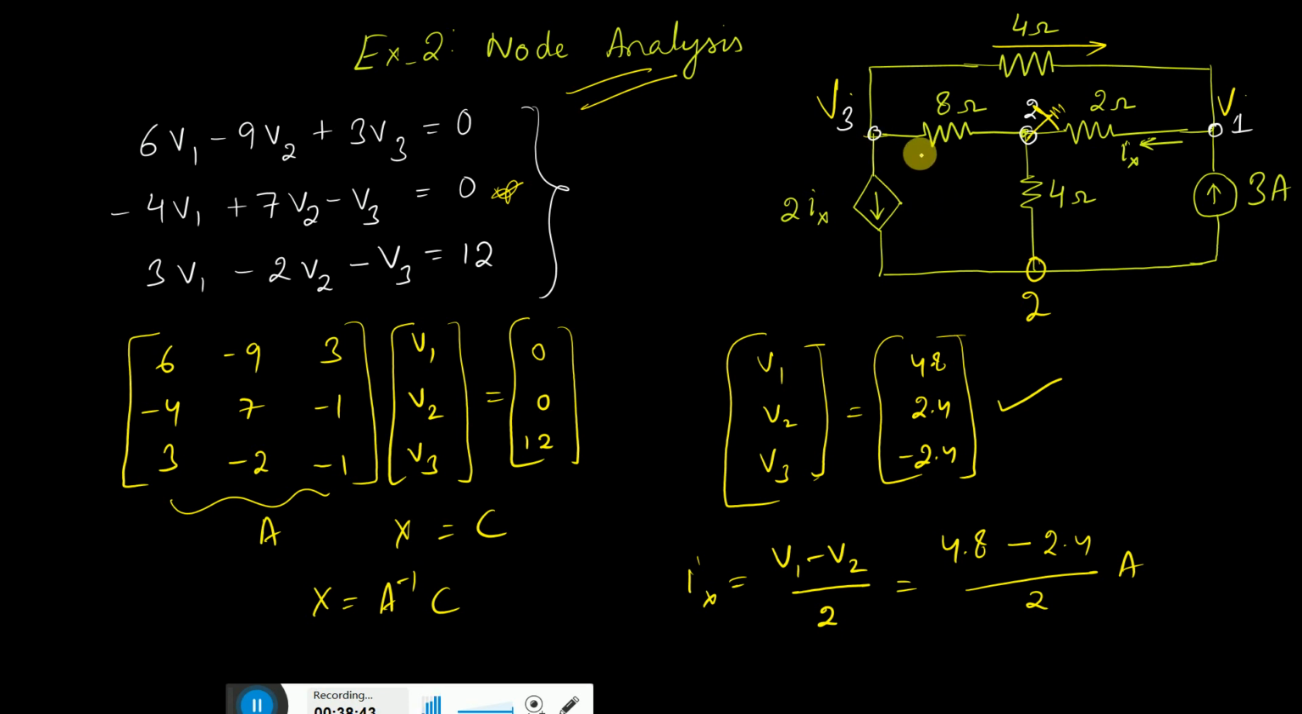The answer, what is the current through the 8 ohm, will remain the same whichever node you choose as the reference or whichever node you are calculating. So that's all for the node analysis. In the next video we'll go for the mesh analysis and understand the concept of mesh analysis. Thank you very much.